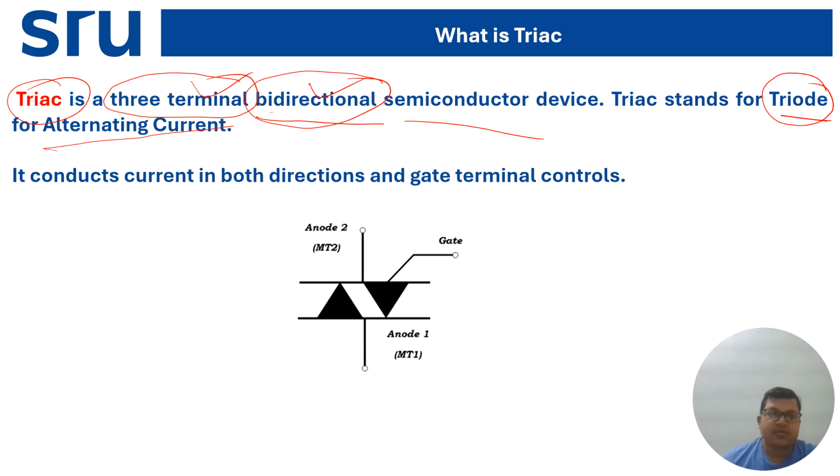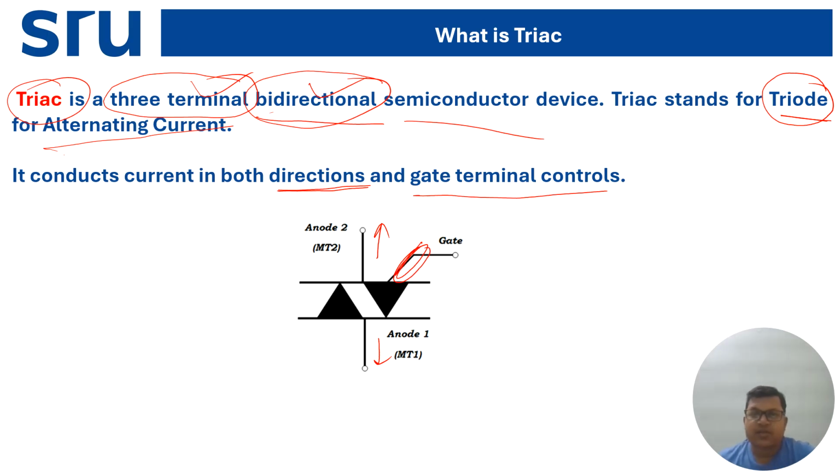Now, it conducts current in both directions. This is important: it conducts current in both directions, and the gate terminal controls it. The third terminal, the gate, controls the flow, and the current can flow both this way or this way, in both directions.